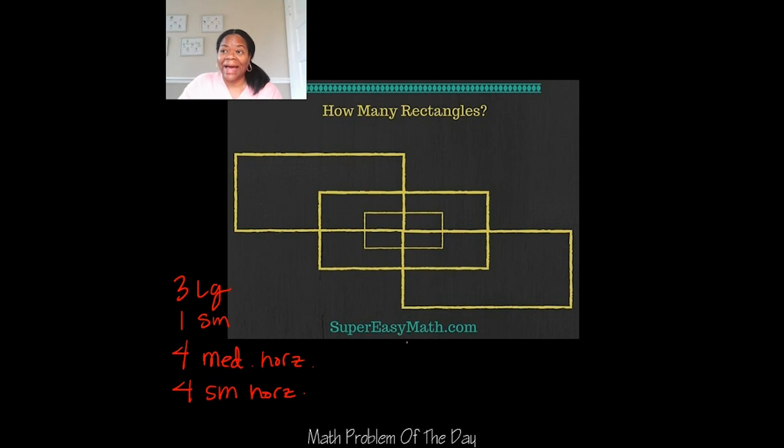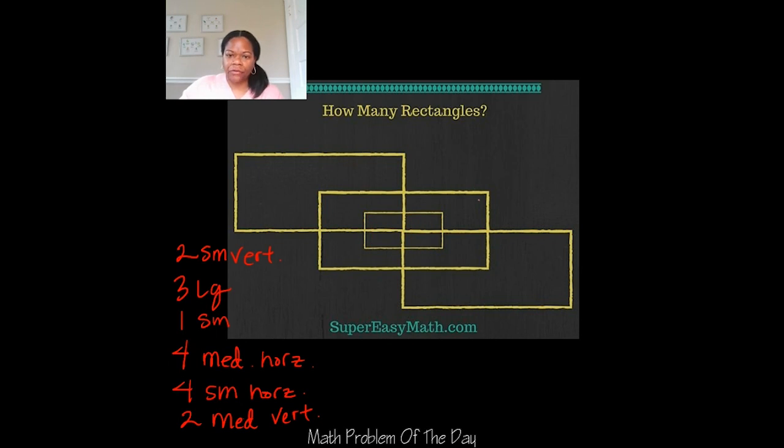Next we have, and this is the one that was a little tricky for me to spot, some vertical ones, 1 and 2. These were created in a different direction than the original rectangles that were put down. So this rectangle wasn't so obvious for me to spot. But I'll say 2 medium vertical. Next, I'll say 2 small verticals.